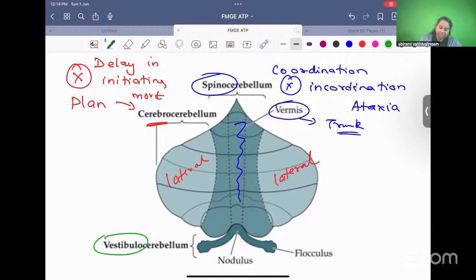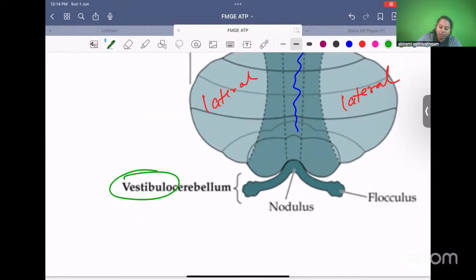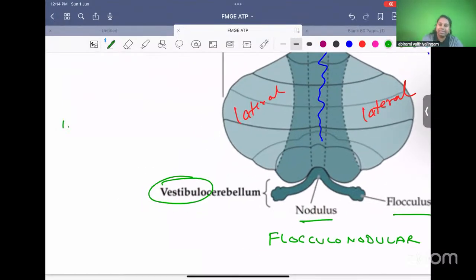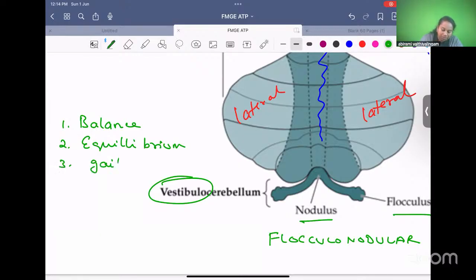Vestibulocerebellum is made up of nodulus and flocculus. Therefore, it is called the flocculonodular lobe. What are its functions? Anything related to vestibular apparatus means balance. So it helps in balance, equilibrium. If you are able to maintain your balance and equilibrium, you can maintain your gait. The way you walk is called gait.